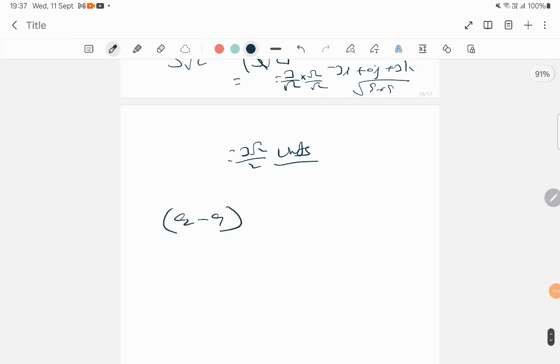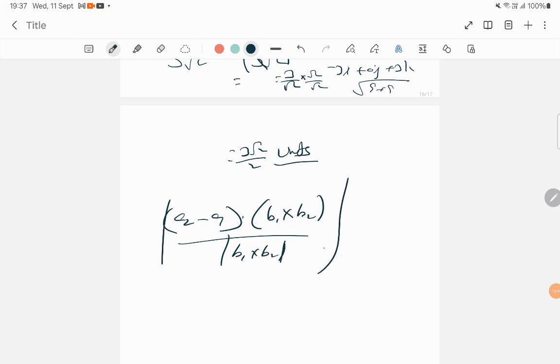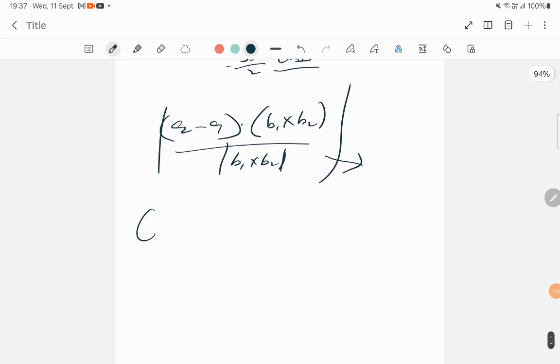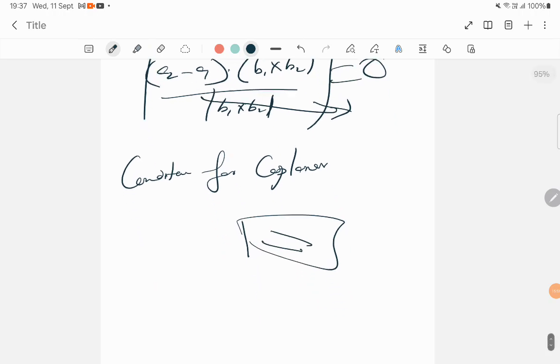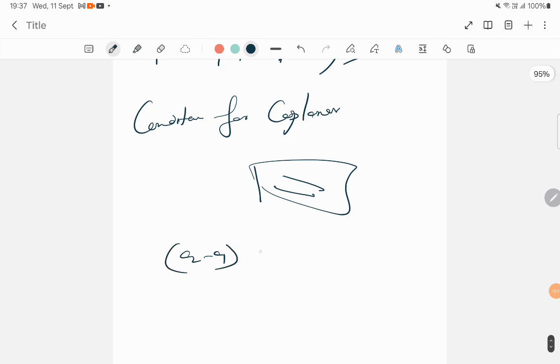A2 minus A1 dot B1 cross B2 by magnitude of B1 cross B2. If it's negative, you have to write the whole magnitude. So this shows the condition for coplanar, which is very, very important. If two lines have to be in the same plane, the skew distance has to be 0, so the numerator has to become 0. The condition for coplanar is A2 minus A1 dot B1 cross B2 should be equal to 0.